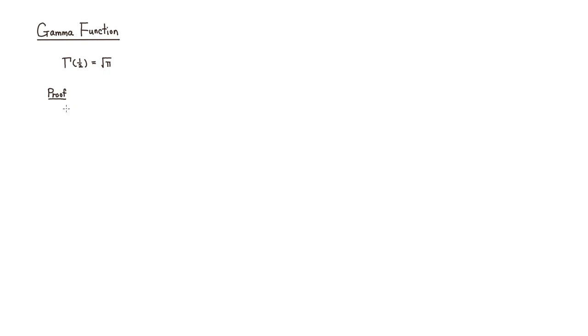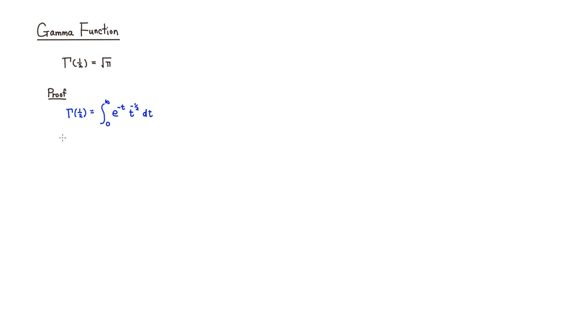Alright, so by definition, gamma of 1/2 is the integral from 0 to infinity of e to the negative t times t to the 1/2 minus 1, so it's going to be negative 1/2, right? And dt, right? And I'm going to do a little bit of substitution here.